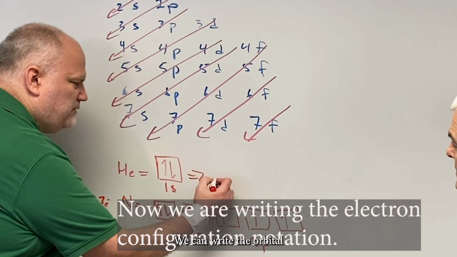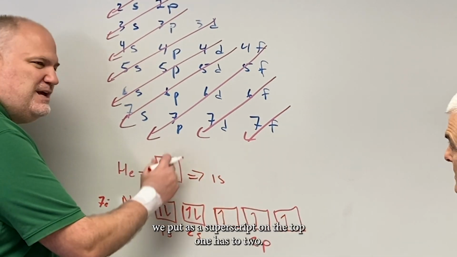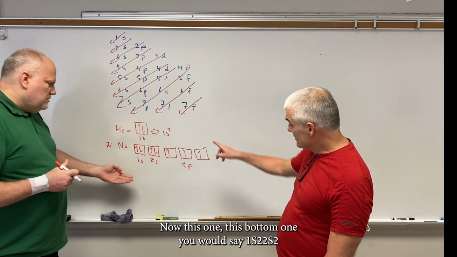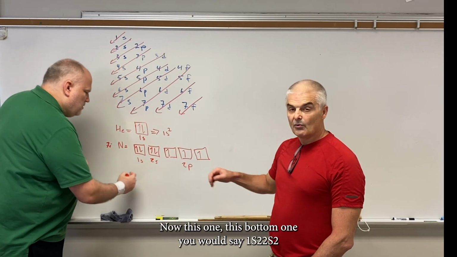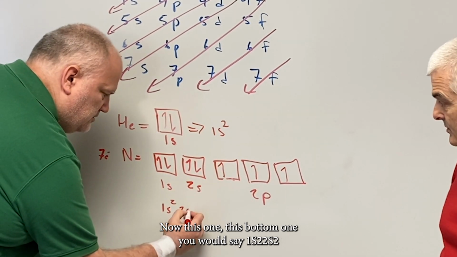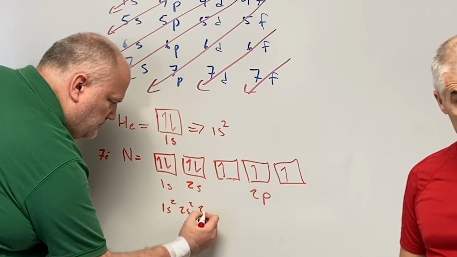We can also write it like this. We can write the orbital, and then we can write the number of electrons we put as a superscript on the top. So it's 1s2. Now on this one, this bottom one, you would say 1s2, 2s2, and then 2p3.